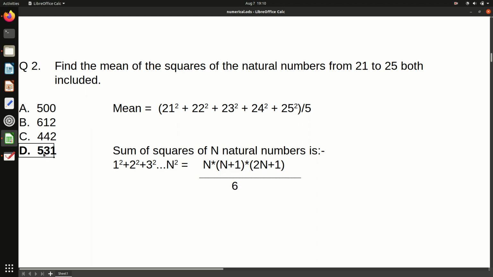Okay, so I hope it was also easy. We just had to find the mean, and I told you that in the exam you could do this with the help of the calculator. So this is also easy. Now move to the next question.